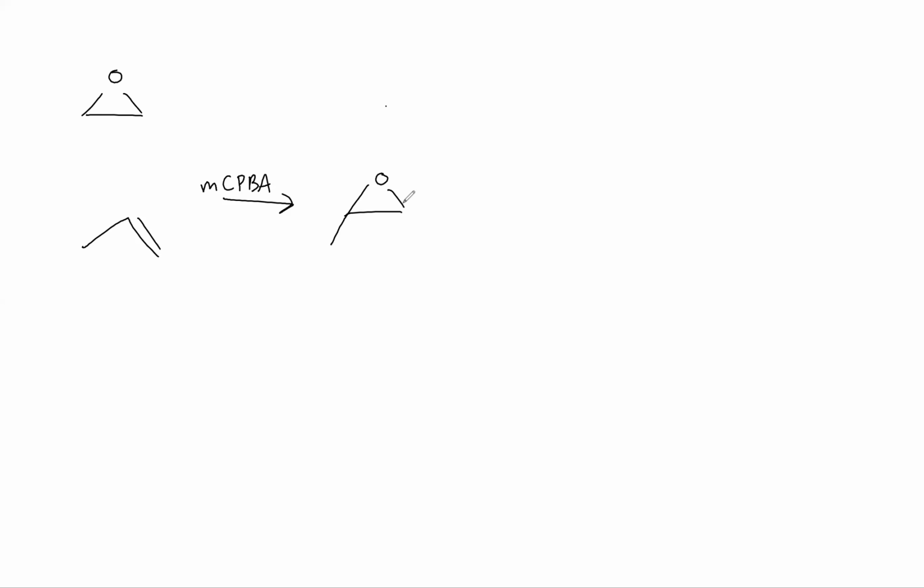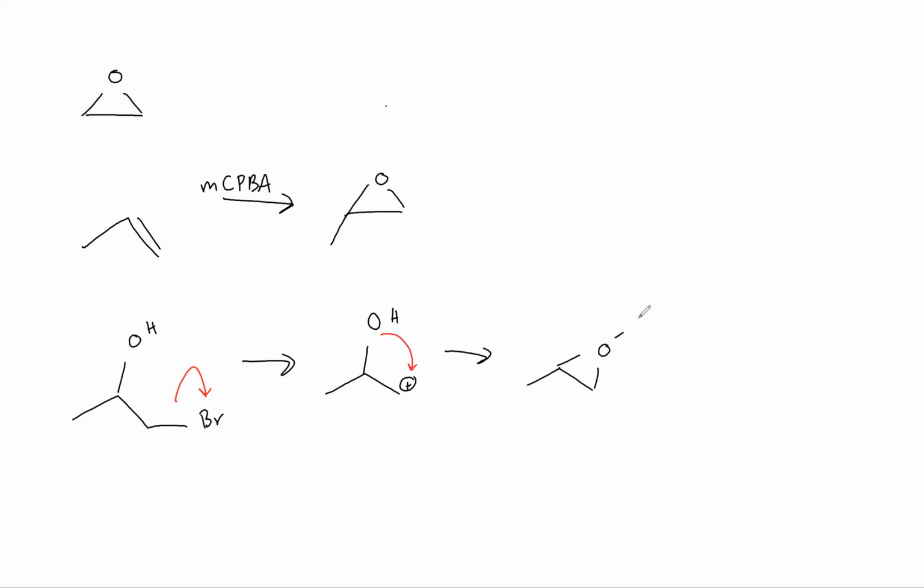We can also make these epoxides using halohydrins. If you don't remember halohydrins, basically all that means is we have an OH right here and a Br right here. Essentially what's going to happen with these halohydrins is the bromine is going to act as a leaving group. It leaves, and we end up with this right here. Then the oxygen on the OH will act as a nucleophile and grab onto that carbon. We end up with this right here, and finally it is deprotonated into our final epoxide.